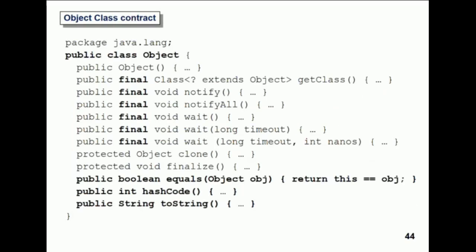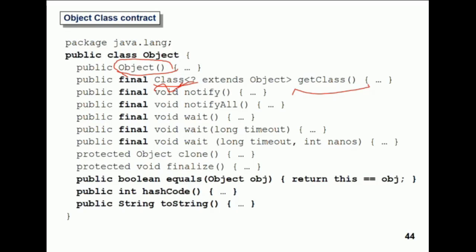So these are the main methods within the object class. Obviously you've got object here, and this is your constructor. You've got the get class method. You can make use of this method if you're not sure of the type of an object or what class it belongs to.